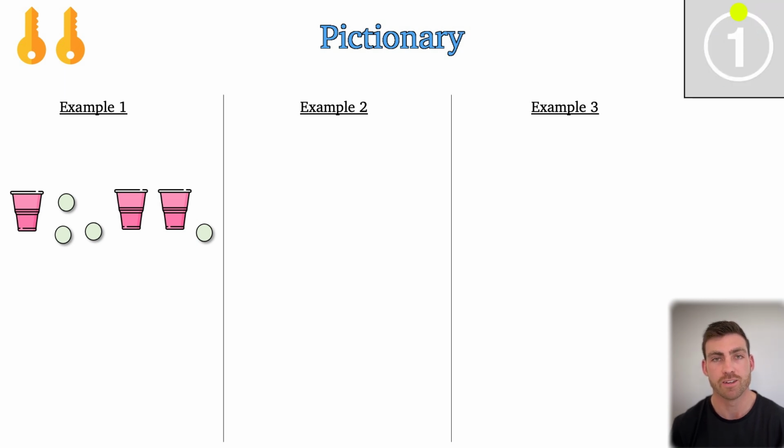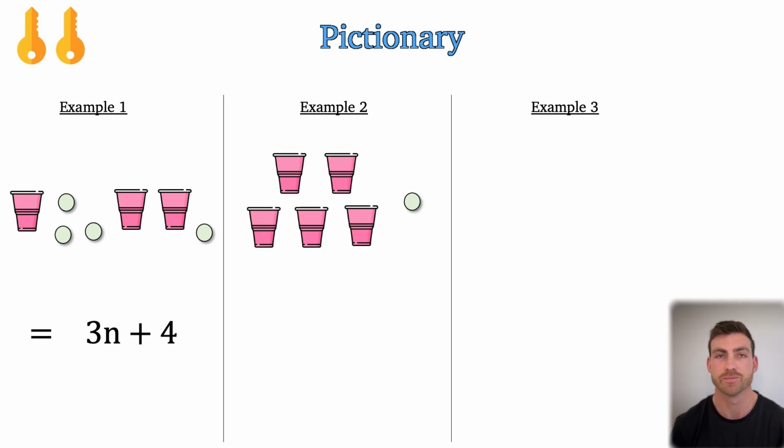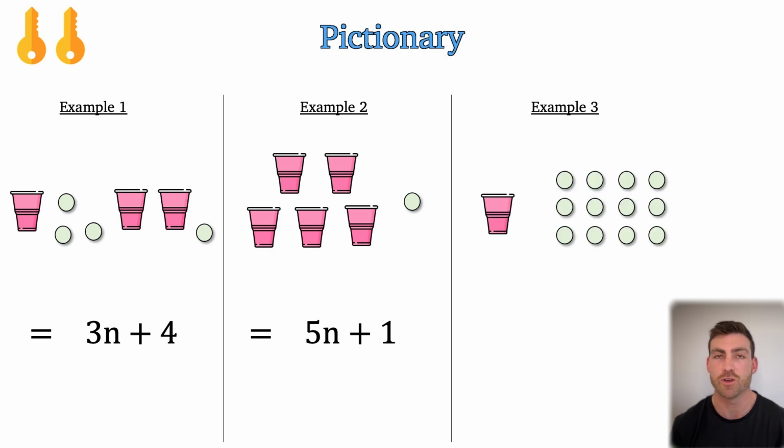If you said 3N plus 4, you are correct. Here is the second drawing. If you said 5N plus 1, you are correct. Here is the third drawing. If you said N plus 12, you are correct.